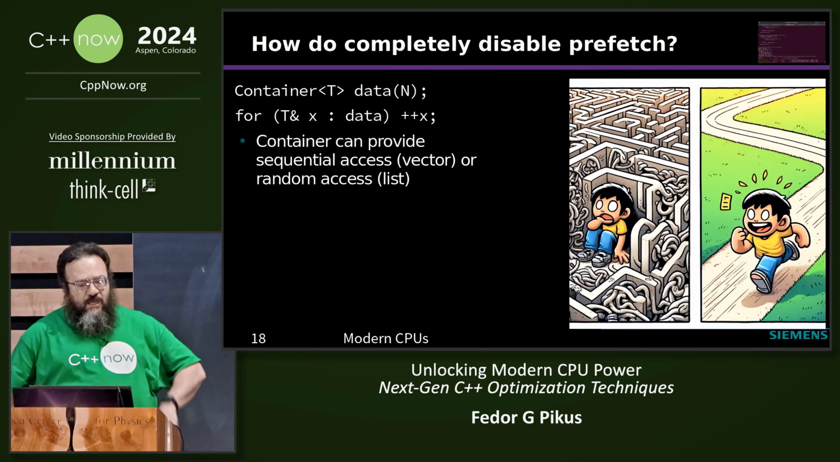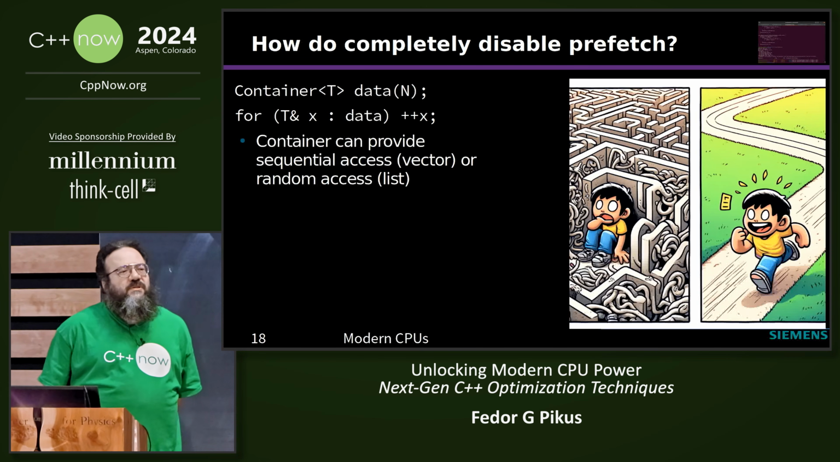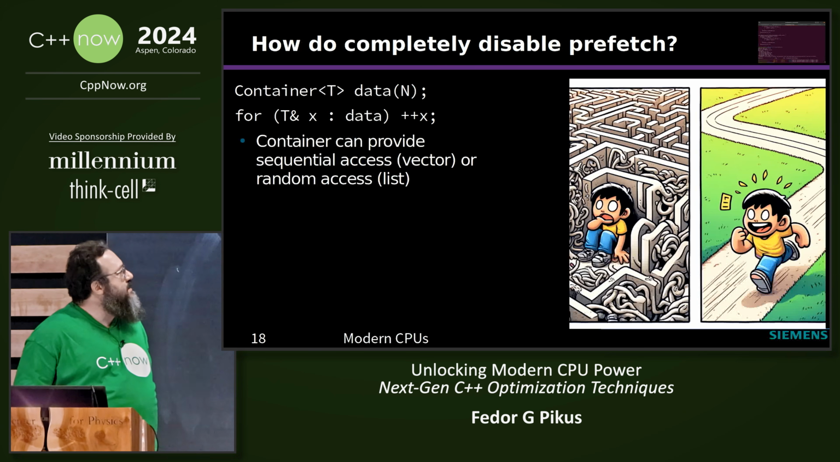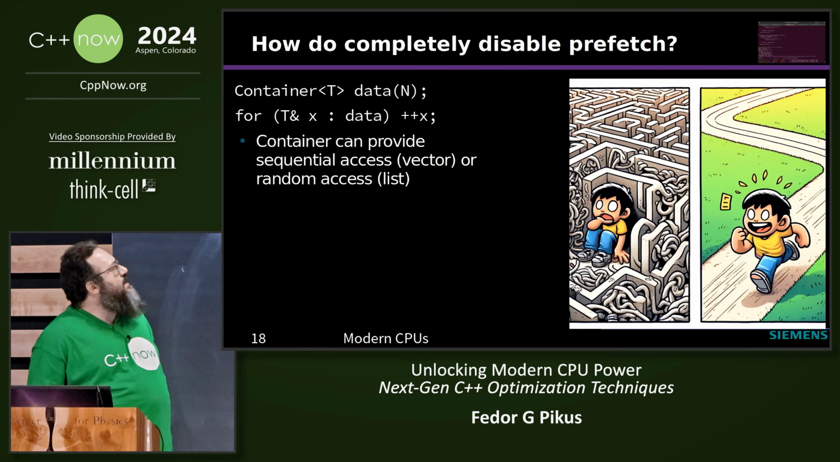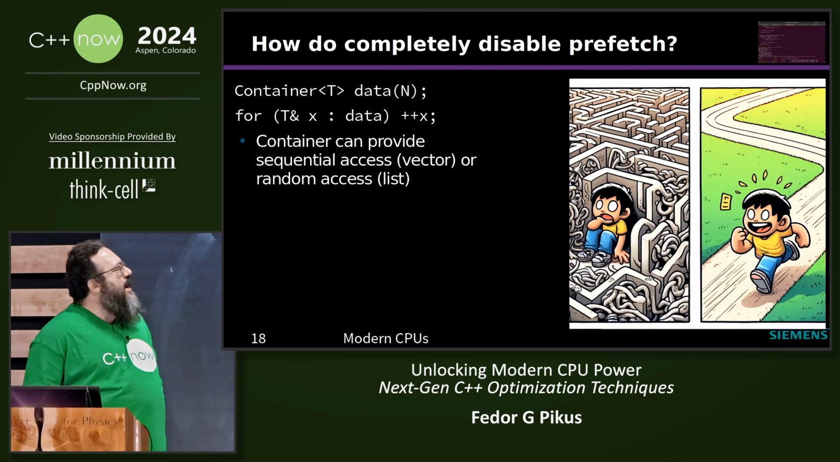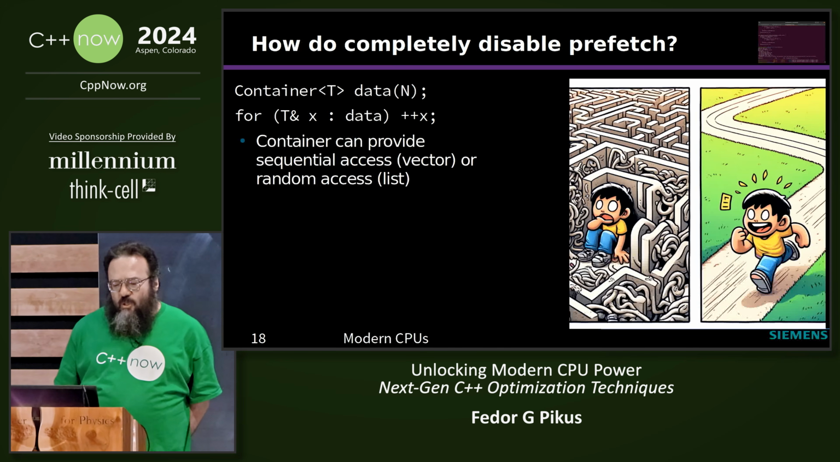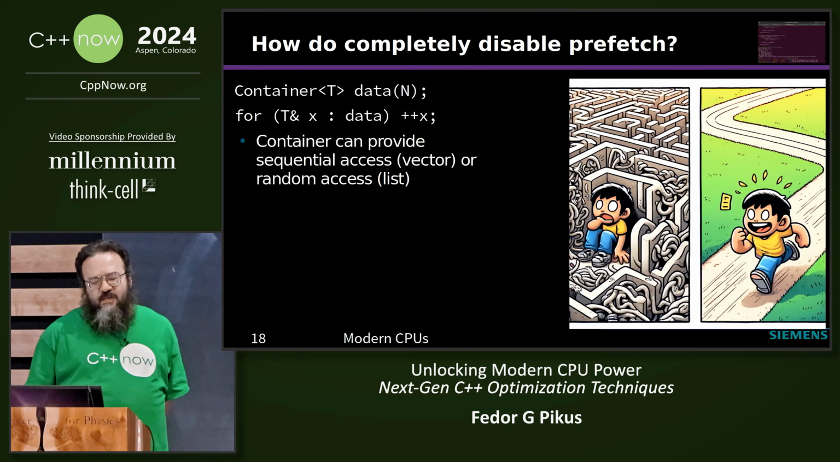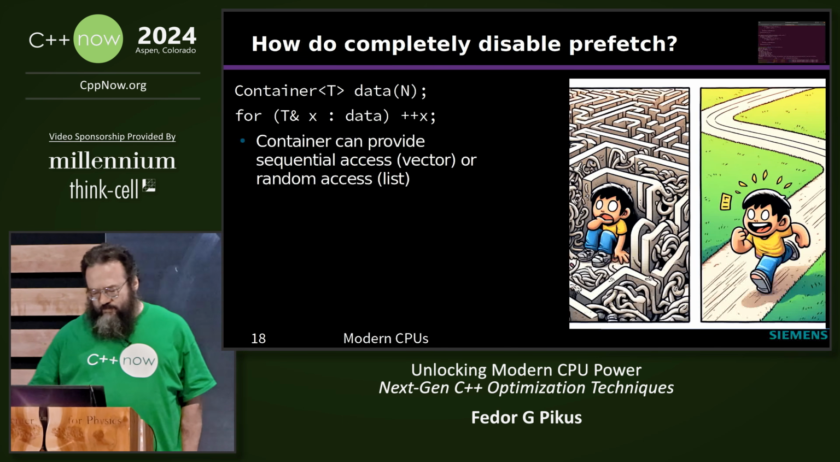So here is our very simple test for the effect of random access. We have a container of data and we've populated it with some data, and we're just going to go and access every element in the container. That's all. And we'll compare two containers. One is a sequential access vector, and the other one is a list.